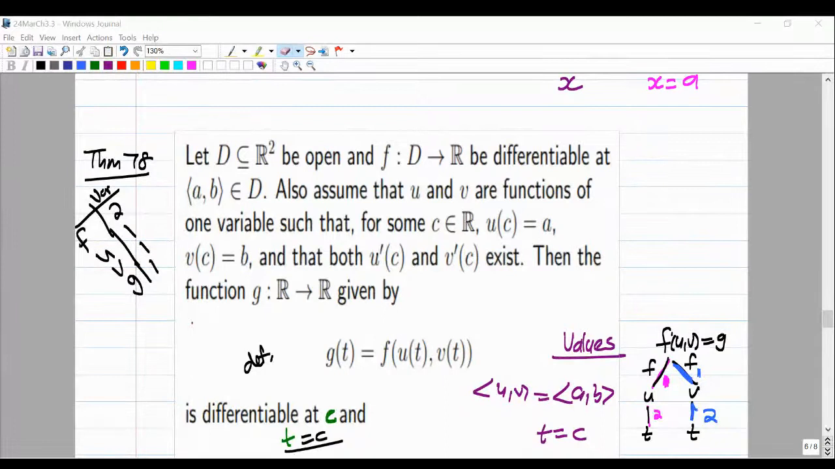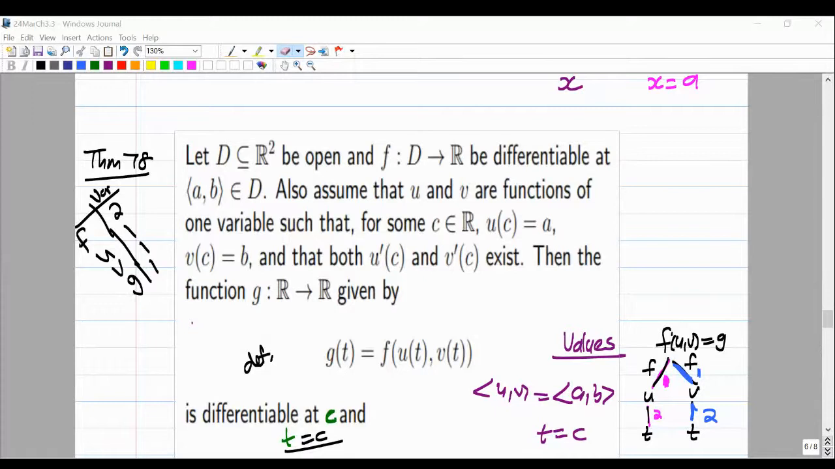So the question is, when we get a function of two variables, we should break it down. This is not always possible. Okay, so please stay behind.